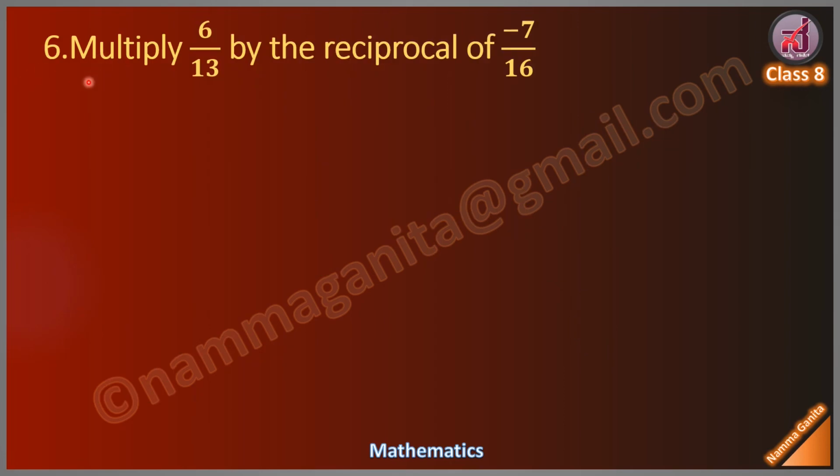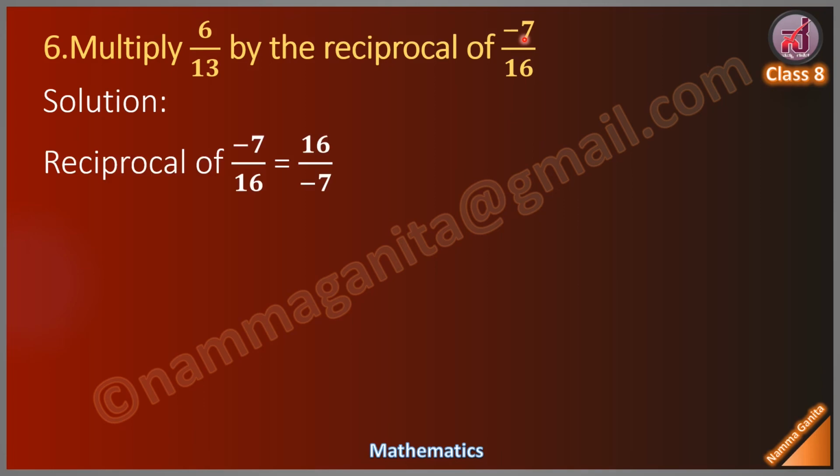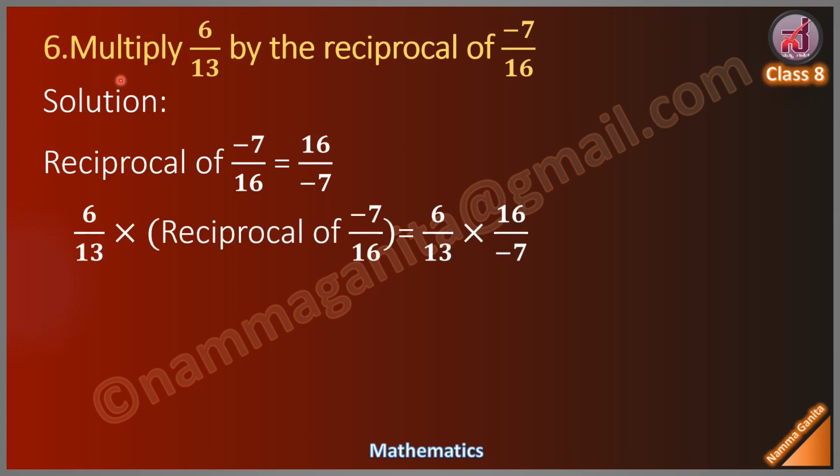Sixth question. Consider sixth question. Multiply 6 upon 13 by the reciprocal of minus 7 upon 16. What is the reciprocal of minus 7 upon 16? Reciprocal of minus 7 upon 16 is 16 upon minus 7. Okay. Multiply 6 upon 13 by the reciprocal of minus 7 upon 16. Simplify the reciprocal 16 upon minus 7 here.